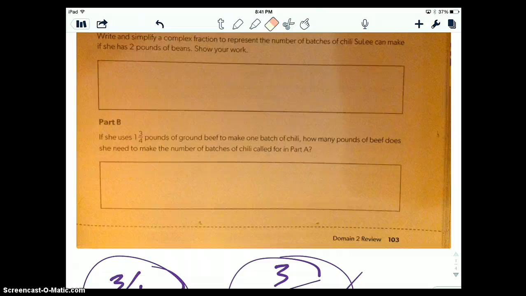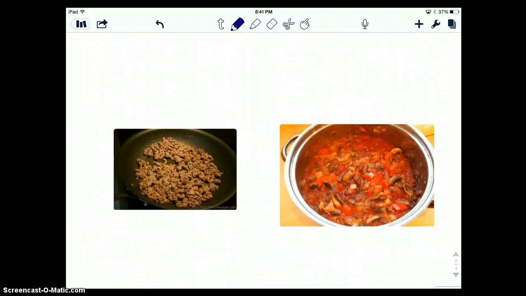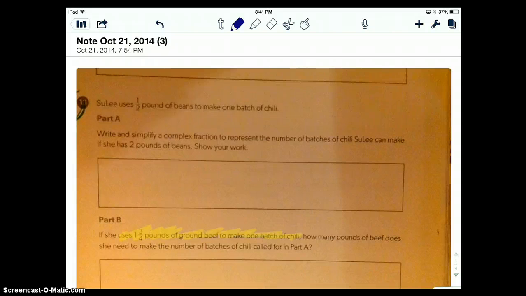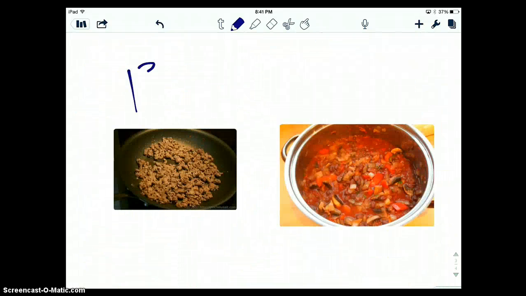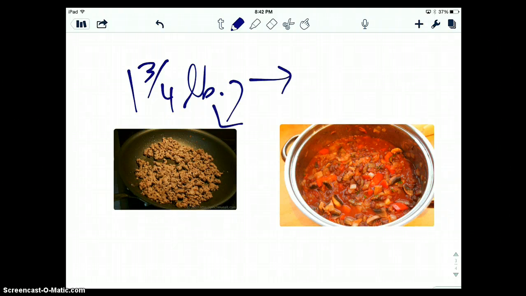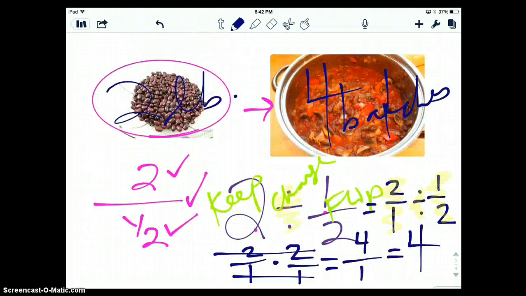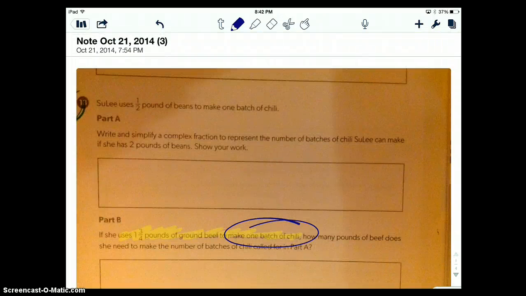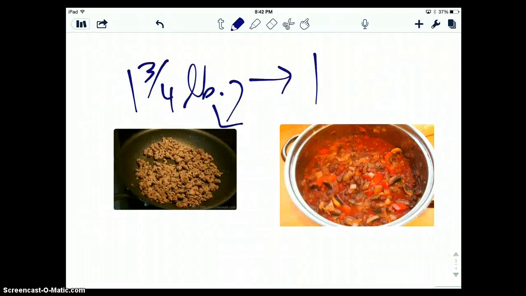Okay, I'm going to start it. Okay, we have this information given to us. 1 3/4 pounds of ground beef to make 1 batch of chili. So I'm going to use this info. Here's my new picture. I have 1 3/4 pounds of ground beef right here, which makes how many batches of chili? It said that makes 1 batch of chili.